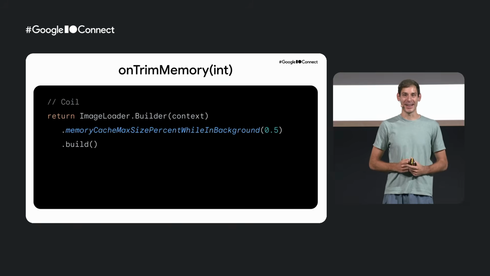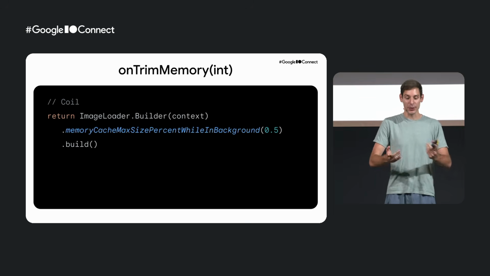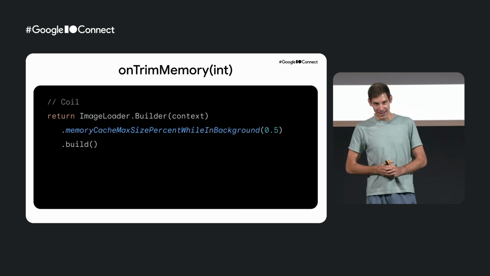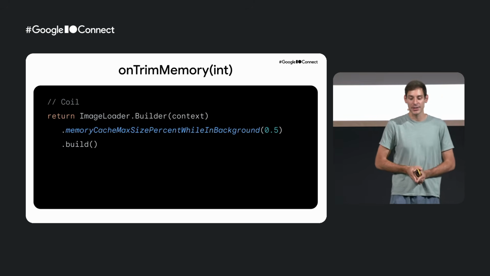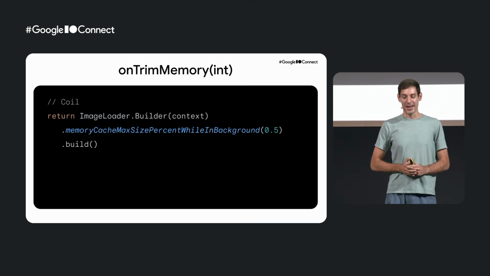But watch out for the defaults and always double check what these libraries do. Because, for example, Coil 3 has introduced a new API that lets you tune the maximum size of the cache that you want to keep when the app goes into the background. Now, the default is 1, so by default, it does nothing. It doesn't trim the cache. Now that you know that, you can go and try to actually set a value that is lower than 1 and tune this parameter.